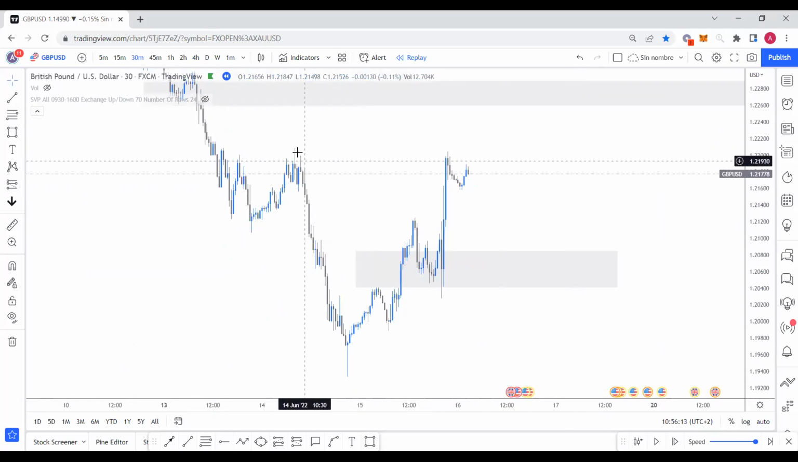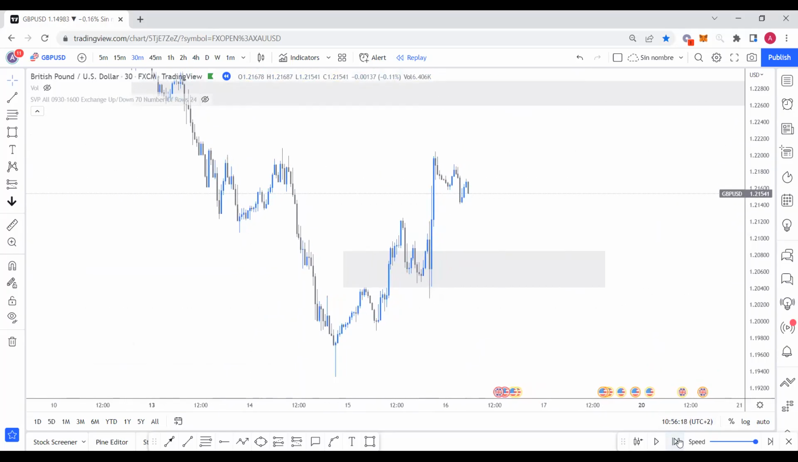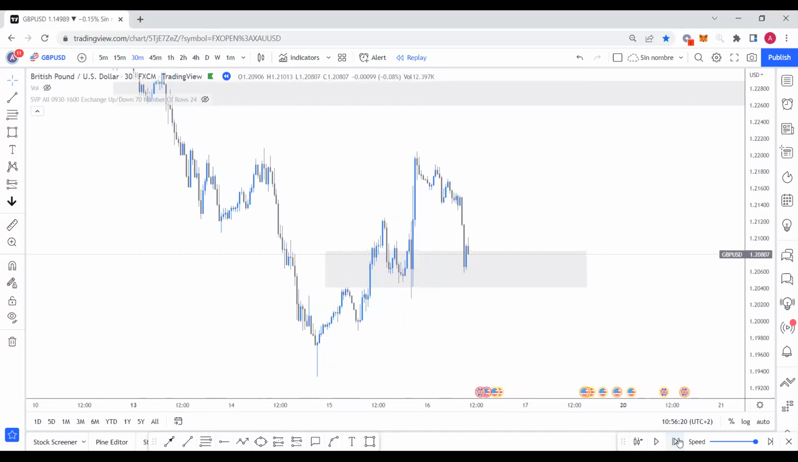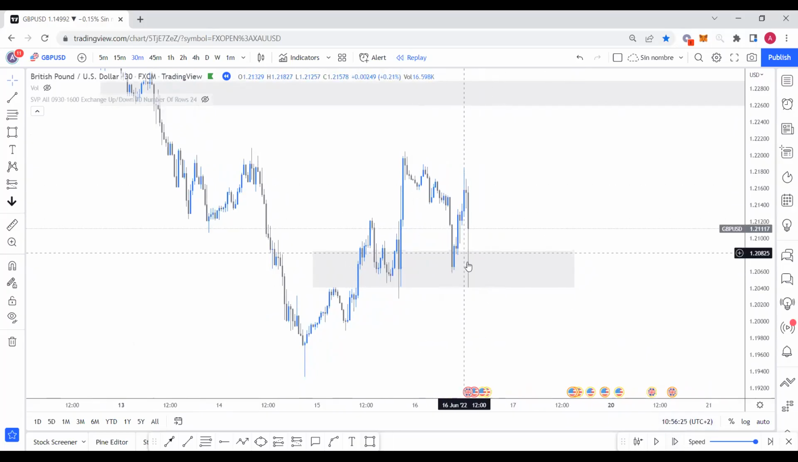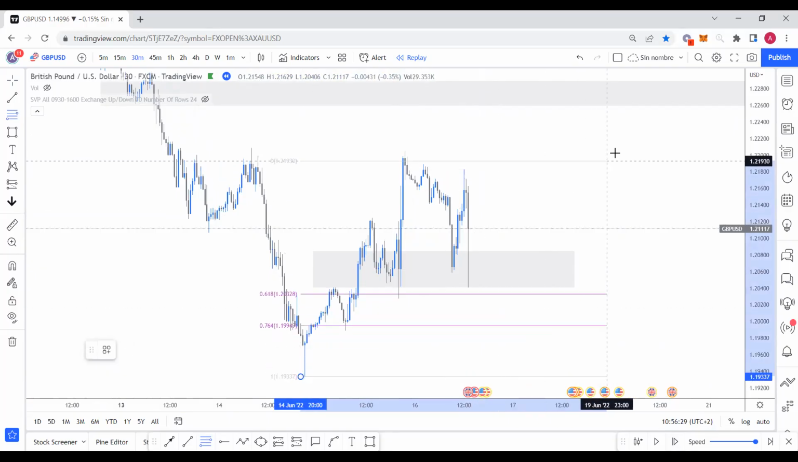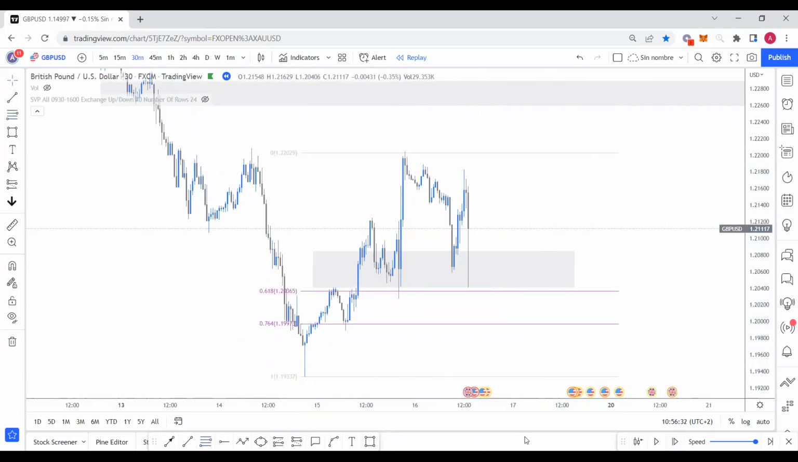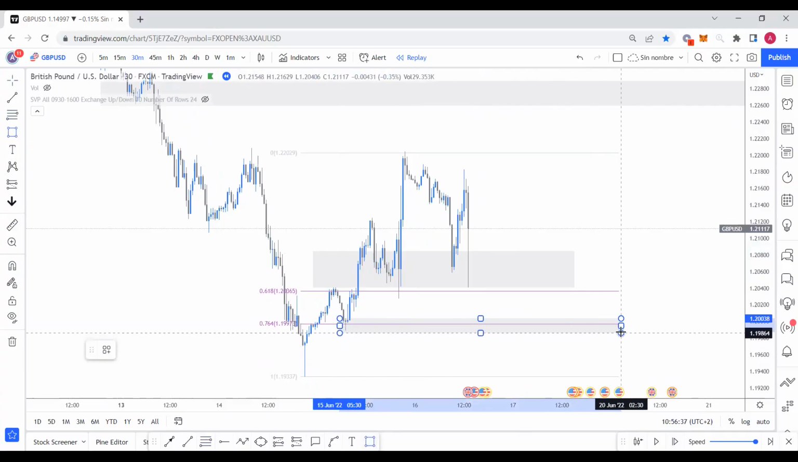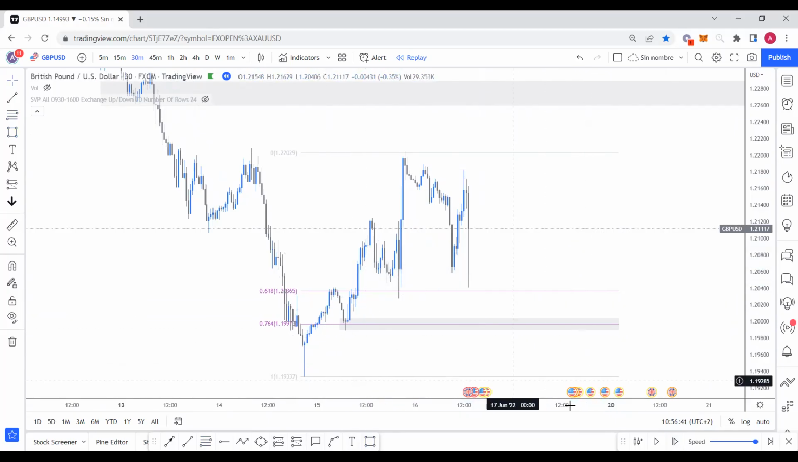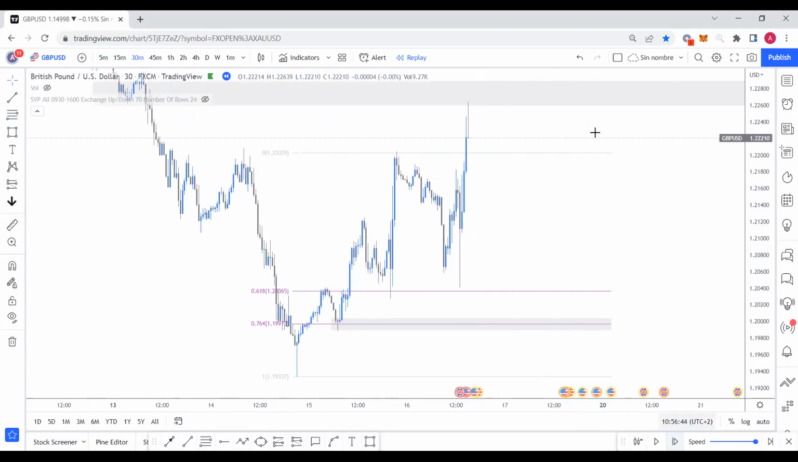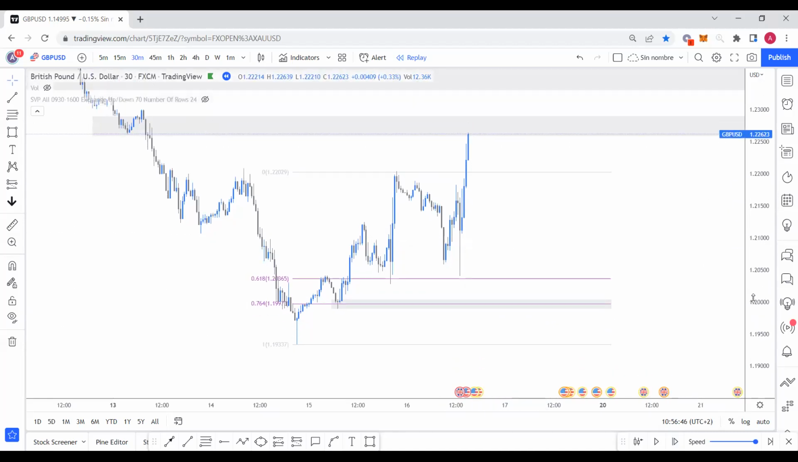Now price hasn't broken above this structure. Let's see if it breaks above. Okay, price rejects perfectly to the imbalance. Let's see if we trace our Fibonacci, if we see something more clear. Here we have a nice zone. Let's see if price reacts to it. No, it went directly to the upside.